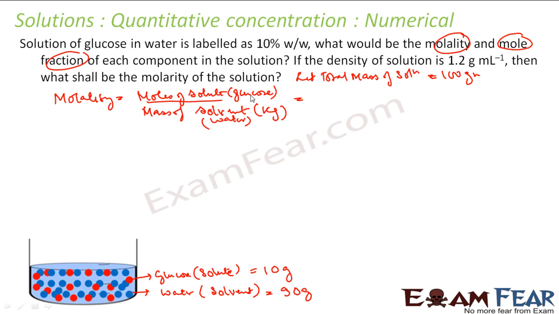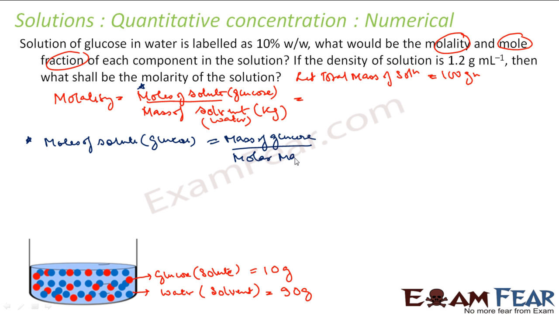So here my solute is glucose and solvent is water. So let's find the moles of solute, that is glucose. It is nothing but mass of glucose by molar mass of glucose.